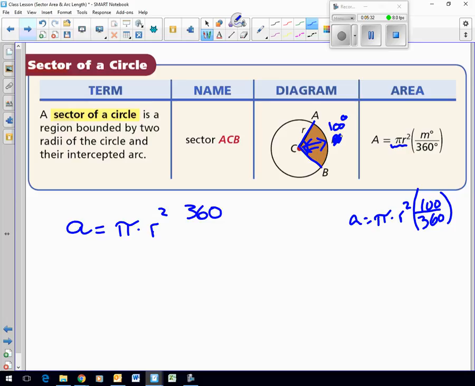If I wanted to calculate the area of the entire circle, how many degrees am I going to be looking at? All 360. How many total degrees are in a circle? 360, right? What does that fraction simplify to? Right? It cancels itself out.